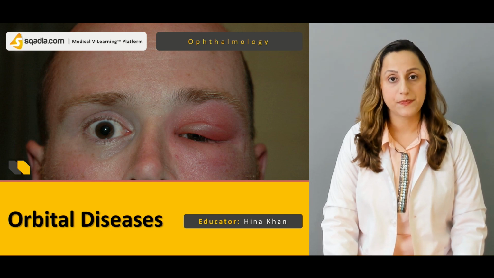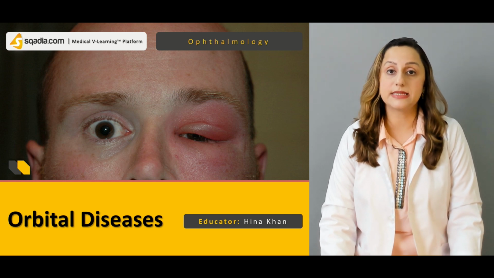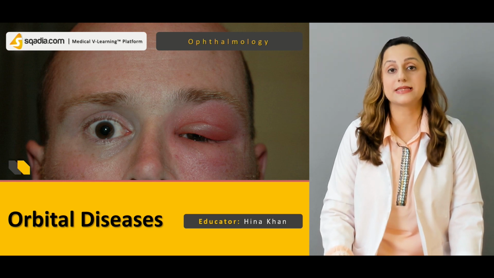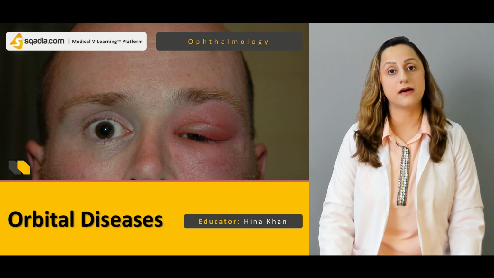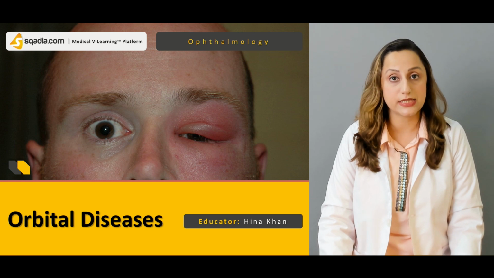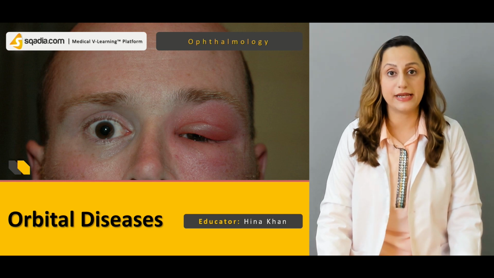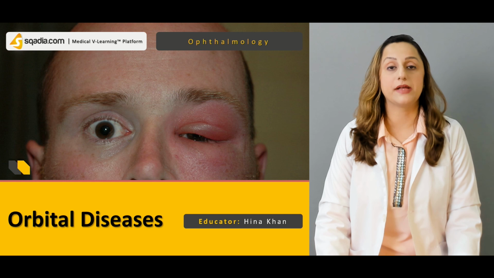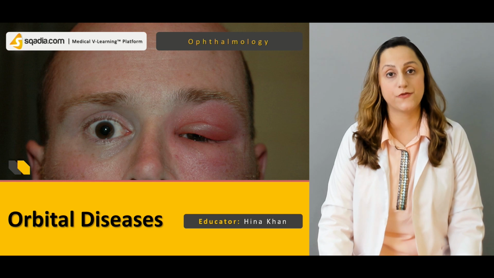When you want to imagine this orbital cavity, you should know that it's basically a pyramidal shaped cavity having its base anteriorly and its apex located posteriorly. At its apex, it has very important fissuring structures: the superior orbital fissure, and the inferior orbital fissure lying over here. Some very important structures, including the superior and inferior ophthalmic veins, ophthalmic arteries and nerves, pass on to the cranial fossa.